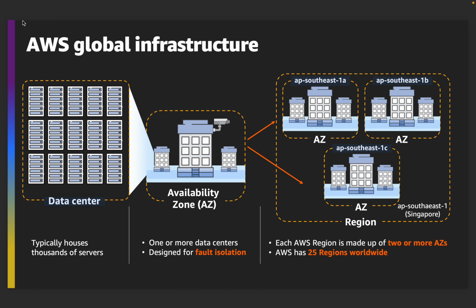AWS global infrastructure. In this diagram, the first is a data center, which typically houses thousands of servers. Then there is the Availability Zone, which we call AZ: one or more data centers designed for fault isolation. Then the region, for example APAC Southeast Asia one, Singapore, with AZ A, AZ B, AZ C. Each AWS region is made of two or more AZs. AWS has 25 regions worldwide as of 2021.